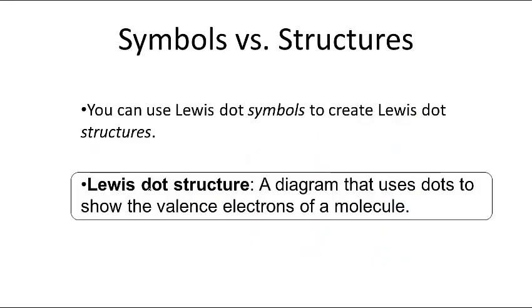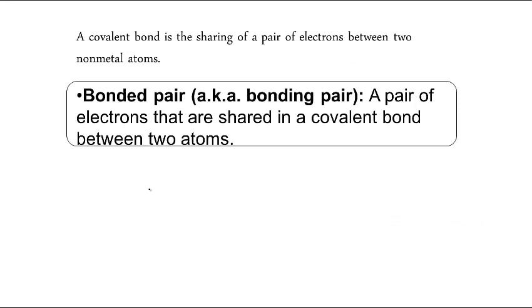Okay, so symbols versus structures. You can actually use the Lewis dot symbols to create Lewis dot structures. So like we did there with the carbon, the nitrogen, and the hydrogen, we put them together to build a molecule. And that Lewis dot structure is a diagram that uses dots to show the valence electrons of a molecule. So it's going to really help us understand how the atoms come together to form a molecule, similarly to the structural formulas that we learned about yesterday. Again, pause if you need to take the time to copy stuff down.